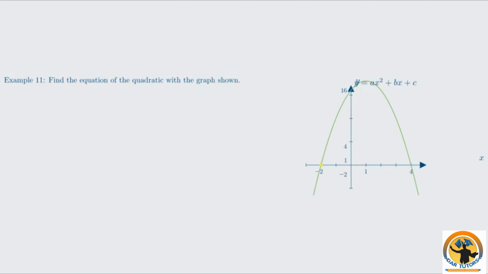Our objective in this next problem is to find the equation of a quadratic when we know one x-intercept, the y-intercept, and the axis of symmetry. This requires combining a few of our techniques. Here we have a graph with one x-intercept at 2, a y-intercept at 16, and an axis of symmetry at x equals 1. This is a concave down parabola.